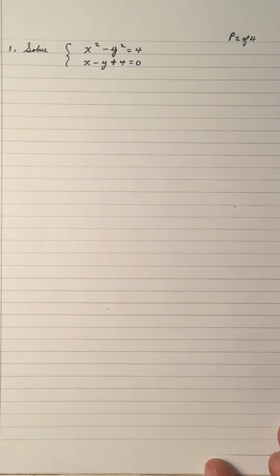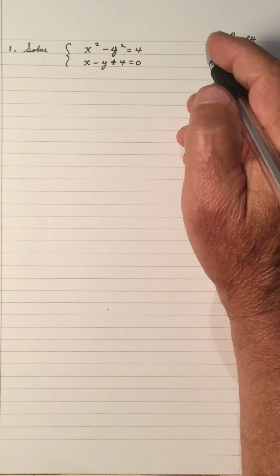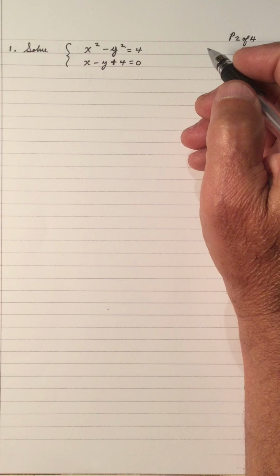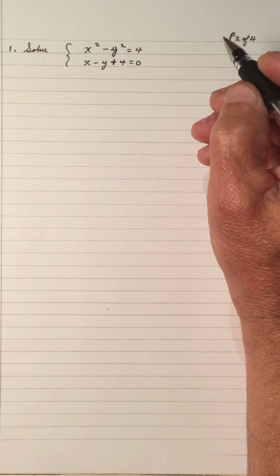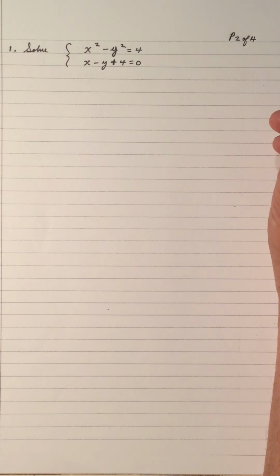Hi, welcome to my video on solving a system of equations. The system of equations we're going to solve has at least one hyperbola, and the other could be a linear or it could be an ellipse. So let's look at the first system.